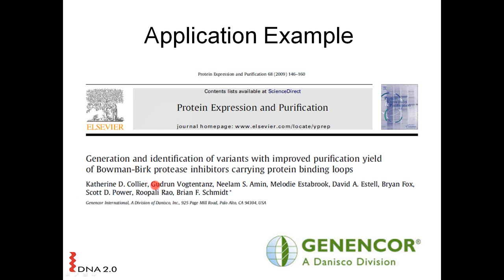I don't really know what a Bowman-Birk protease inhibitor is, but the point of this is that you can use our libraries to improve specific properties of proteins of interest, in this case enzymatic proteins.